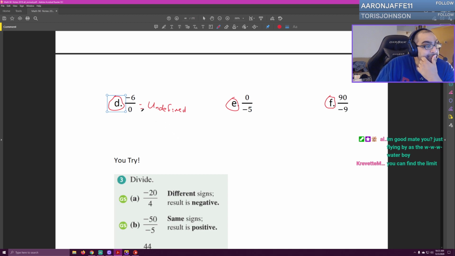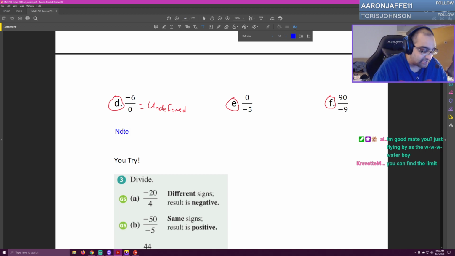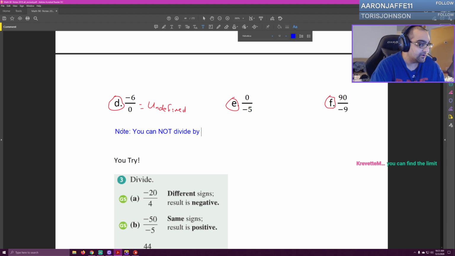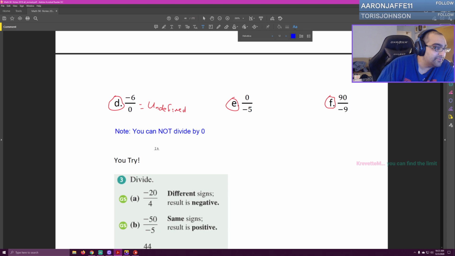All right. So we have -6 divided by 0 is undefined. Remember, very important note here. Let's go ahead and put this here. And we talked about this a long time ago. So note, you cannot divide by 0. That is not possible. So that is why this is undefined.